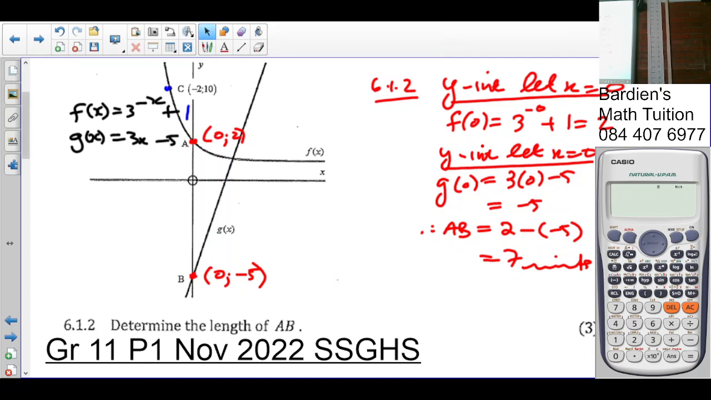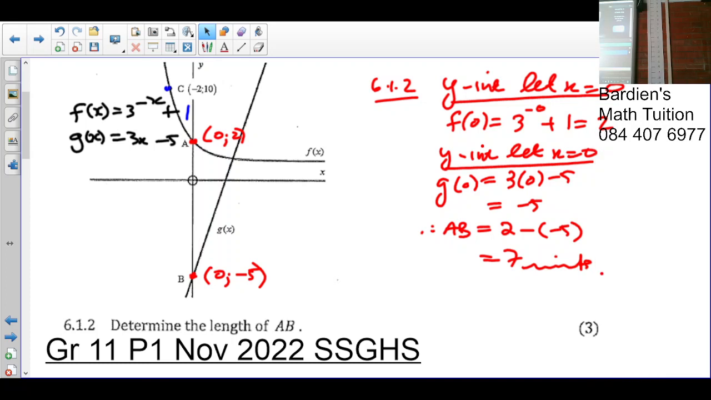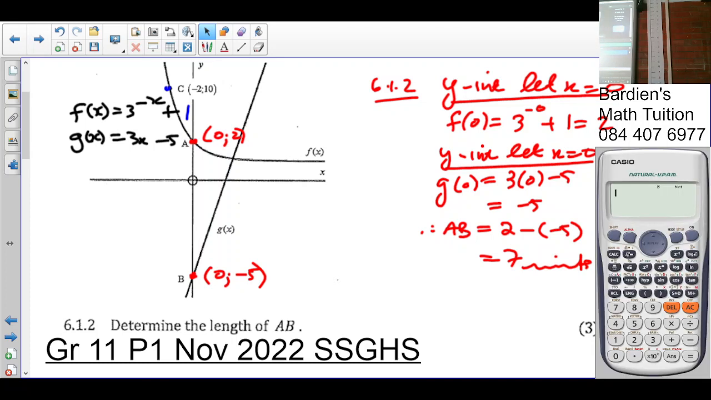Alright, this hope is not behind the calculator. Just to get away for a couple of seconds. Okay, nothing. Okay.